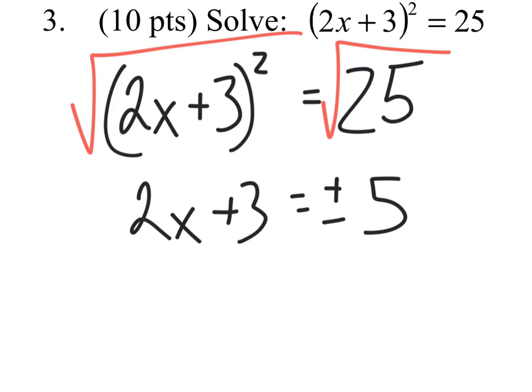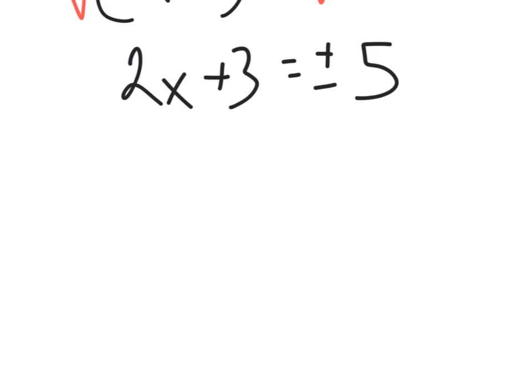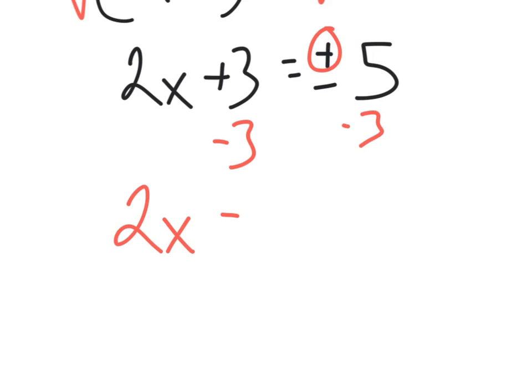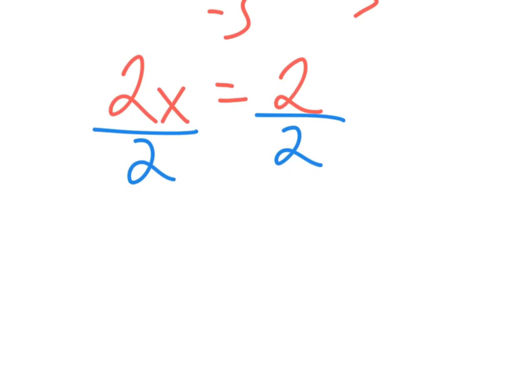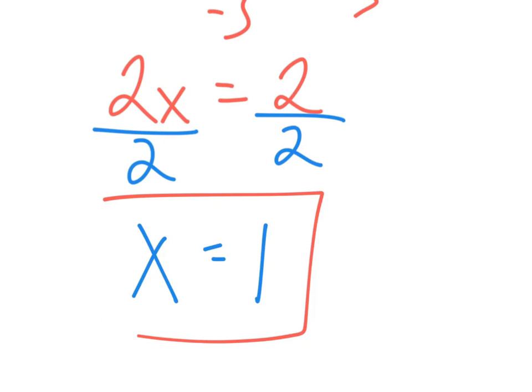Great. So now what we need to do is get x by itself. So let's apply the inverse operation, and we're going to subtract 3 from both sides. And I know that, let's start with the positive. All right, so it's going to be 2x equals positive 5 minus 3, which gives us positive 2. And then we're going to apply the inverse operation one more time. And I know that 2 divided by 2 cancels out, so we're left with simply x equals 1. Great. And so that's our first root.